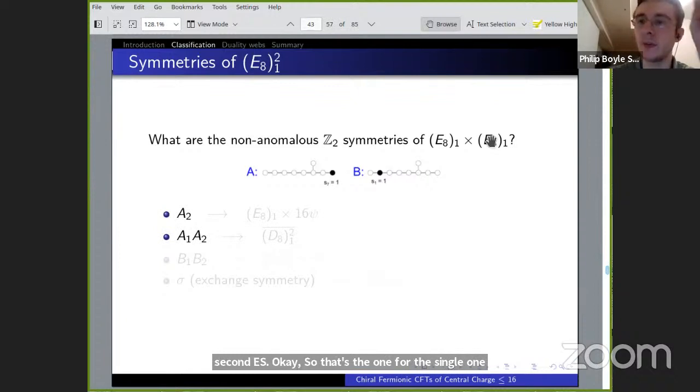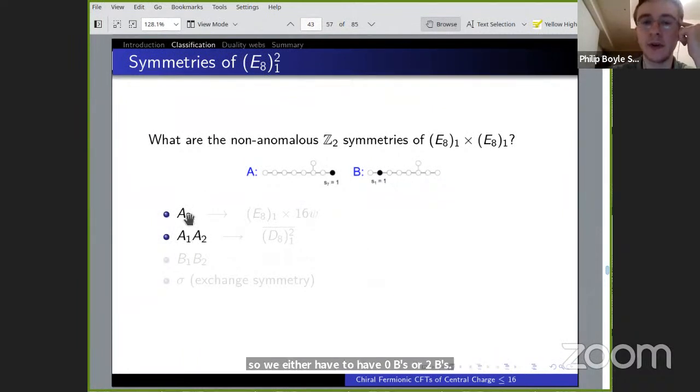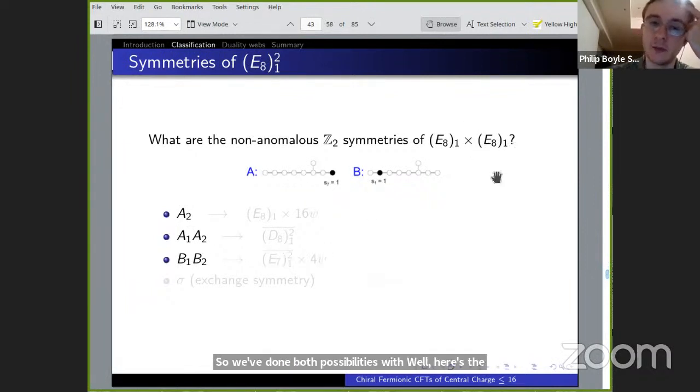What about with two symmetries? Well, we can do A on both. Now, B is anomalous, but the anomaly is Z2 valued, so two copies of B is not anomalous. So we either have to have zero Bs or two Bs. We've done both possibilities with zero Bs. Here's the possibility of two Bs: you act on both E8s with B. This is why I said the anomalous symmetry would actually be important later.